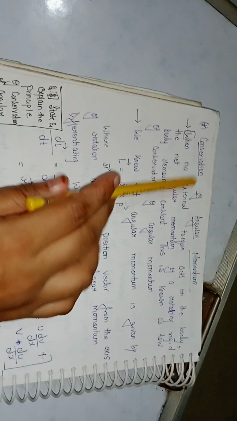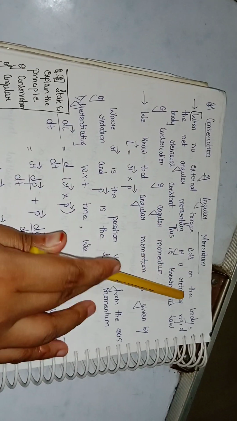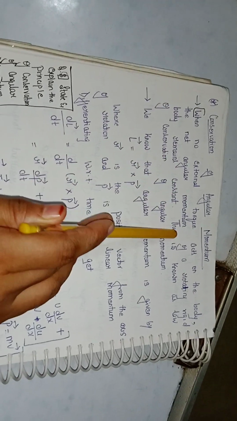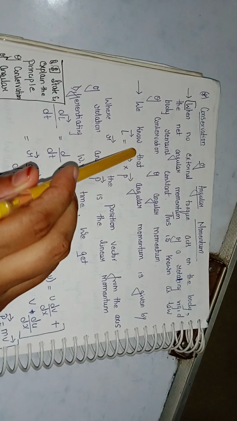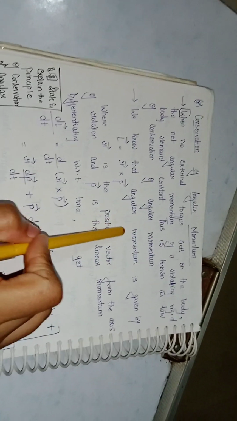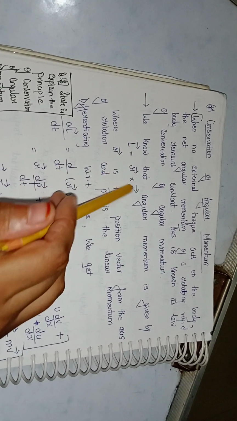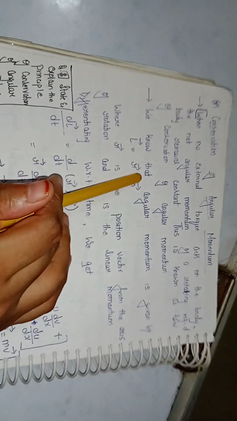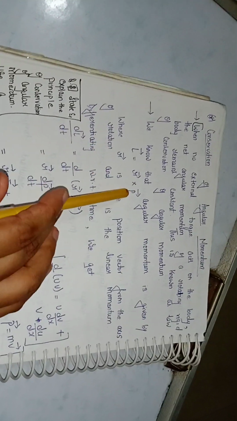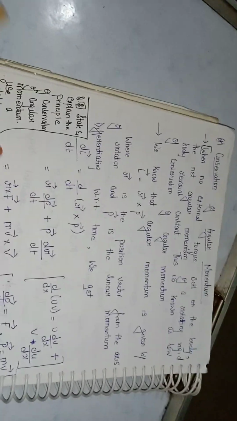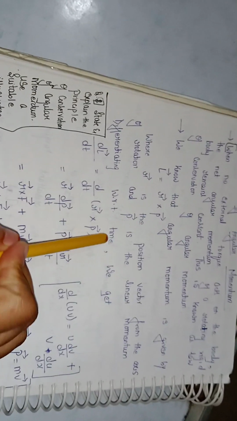Next derivation is conservation of angular momentum. When no external torque acts on the body, the net angular momentum of a rotating rigid body remains constant. This is known as law of conservation of angular momentum. We know that angular momentum is given by L vector is equal to r vector cross p vector. This is the formula for angular momentum, where r is the position vector from the axis of rotation, p is the linear momentum. Now we are going to differentiate this with respect to time.